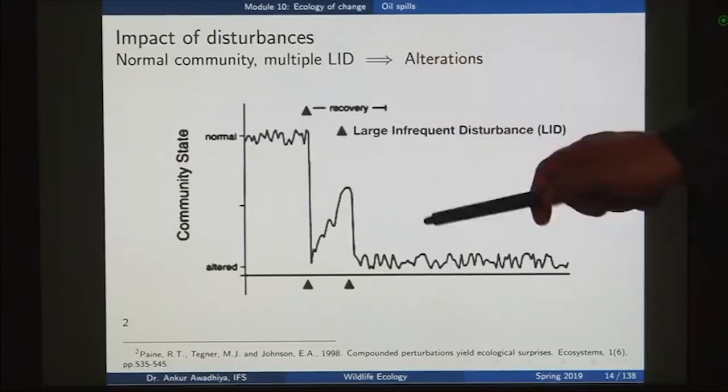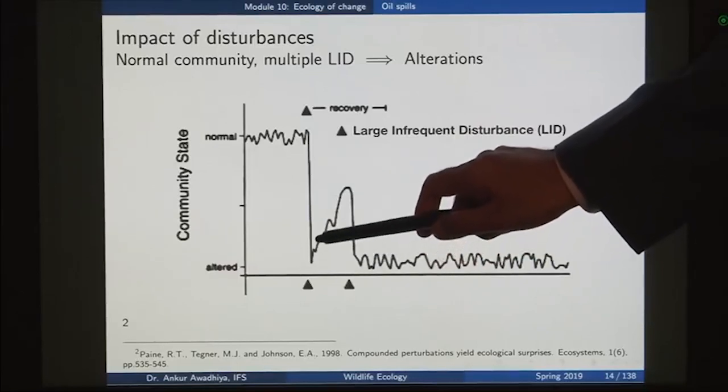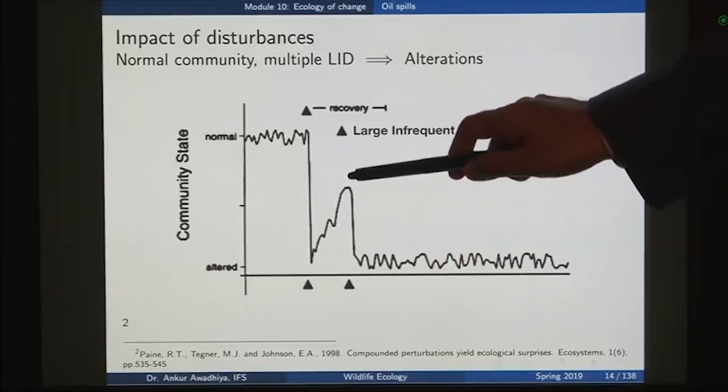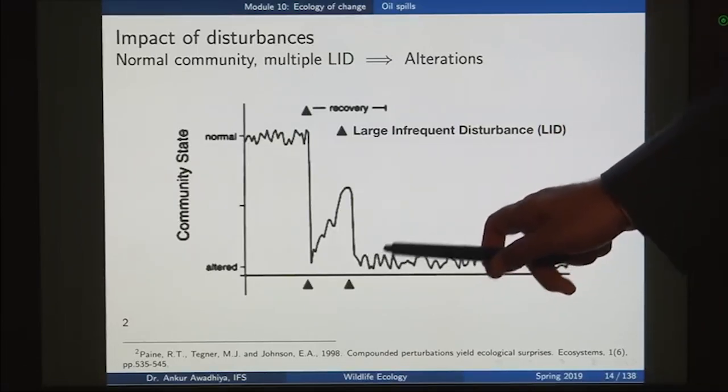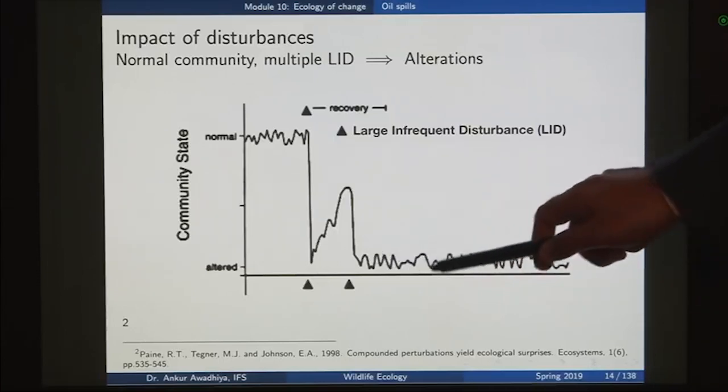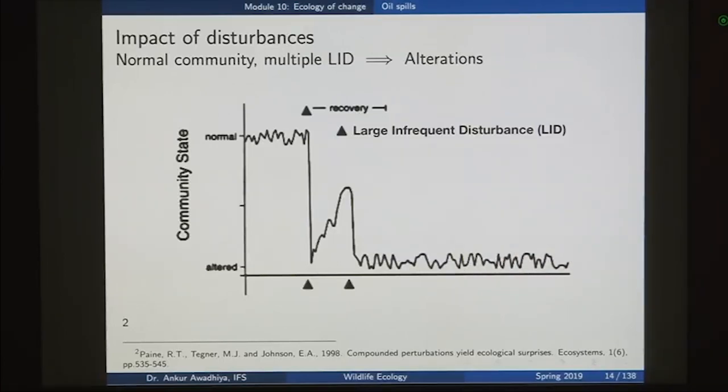You have a normal community, you have a large infrequent disturbance. Now, this community is trying to come back to normalcy, then you have another large infrequent disturbance, and now there are no more living seedlings and saplings in this area, because anything that was saved from the forest fire is now consumed by the floods. So, if you have a series of disturbances in a normal community, after a while the community will not be able to come back to normalcy. It will behave as an altered community for a very long period of time, because you no longer have any seeds or root stocks to bring this community back to normal.